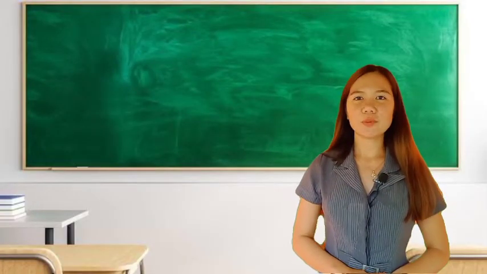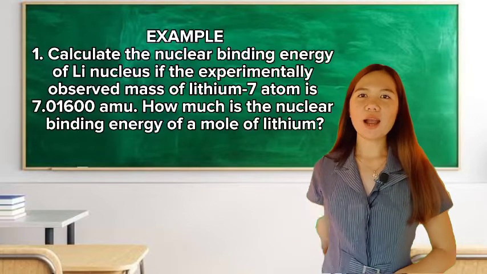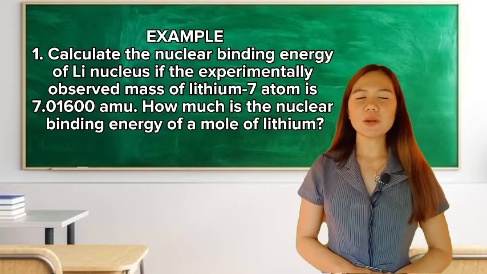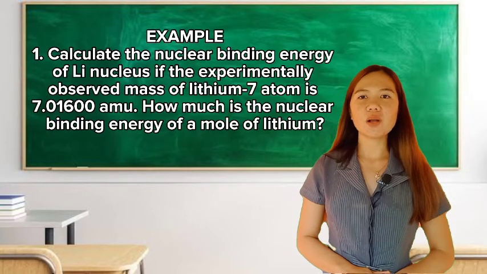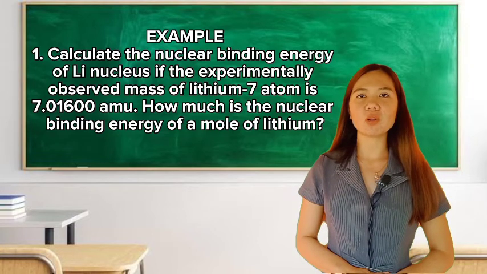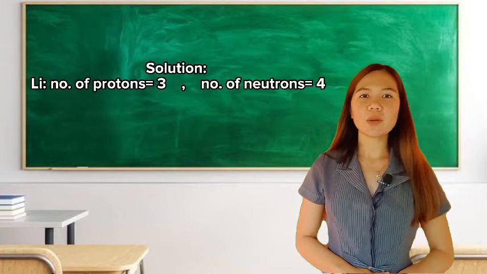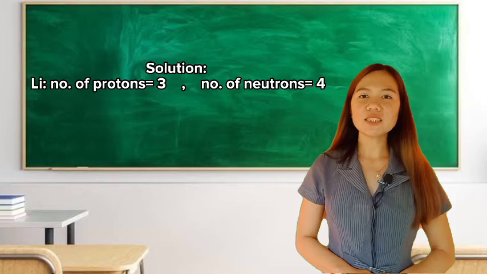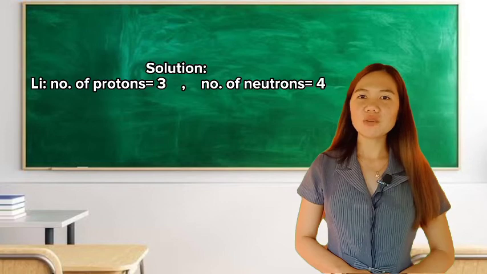Let us see an example on how to compute the binding energy of a nucleus. For our example, we are asked to calculate the nuclear binding energy of the lithium-7 nucleus, if the experimentally observed mass of the lithium-7 atom is 7.01600 atomic mass unit, and you're asked for the nuclear binding energy of a mole of lithium. For the solution, lithium-7 has atomic number 3, which represents the number of protons, the positive charge, and the mass number is 7. So 7 minus 3 would give you the number of neutrons.